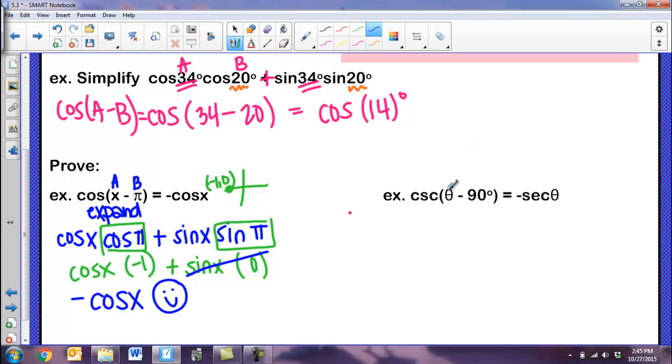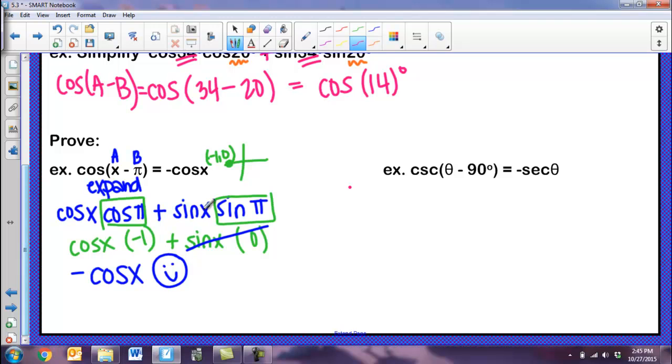So cosecant of theta minus 90 degrees equals negative secant theta. Now the problem here lies in the fact that I don't have any sort of sum and difference properties for cosecant. I only have them for sine, cosine, and tangent. But remember, I can rewrite cosecant as 1 over sine of whatever argument. Okay, and so again, I'm going to pick my left side because it looks more complicated, and I'm going to go ahead and expand using that formula chart.